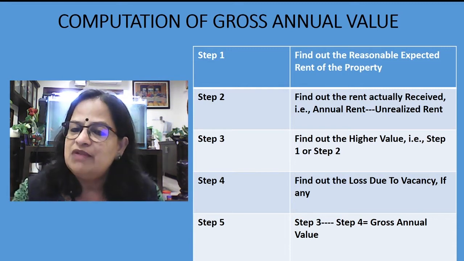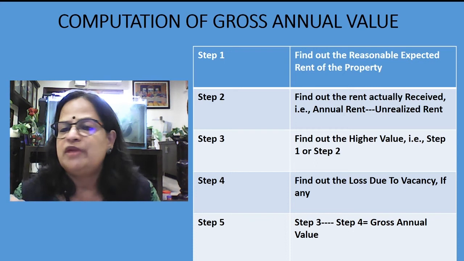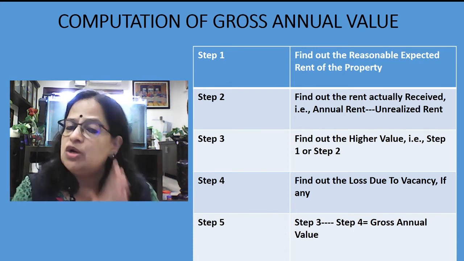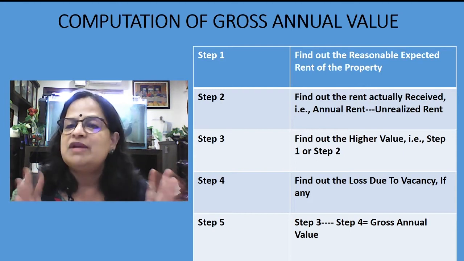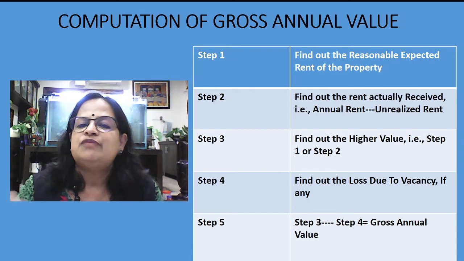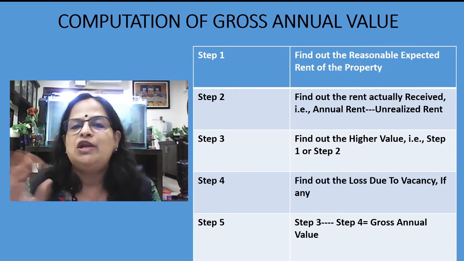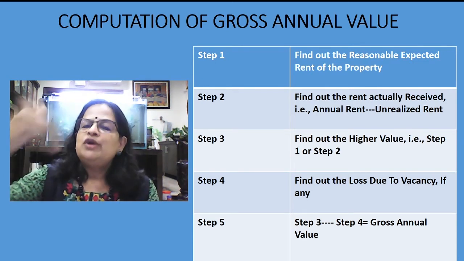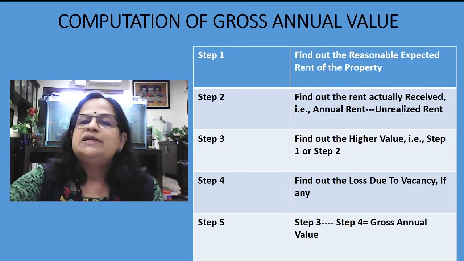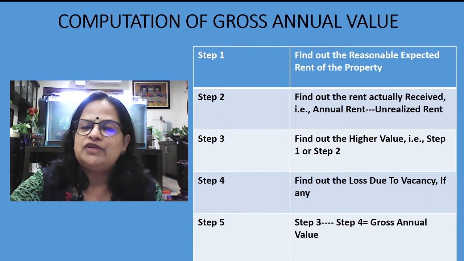So vacancy allowance you have to remember. Unrealized rent also you have to remember. Vacancy meaning house is vacant. Nobody has occupied. So it's a loss for the owner. So that we will consider in the valuation. Now step 5 meaning step 3 minus step 4. So that is the gross annual value. So we are calculating. So now we are going to the next step. First step is expected rental value you have to calculate. Second one is gross annual value you have to calculate.